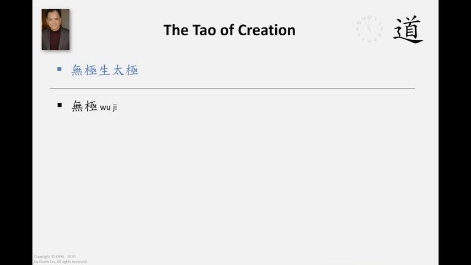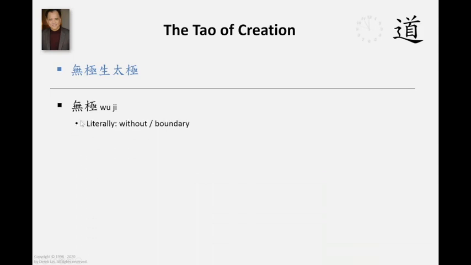And the first line is, as you see here, 无极生太极. So hang there for just a moment. I'm going to explain exactly what it means. First, I want to isolate the first 2 characters, 无极, and then talk about what they are.